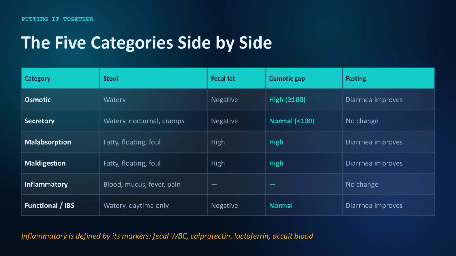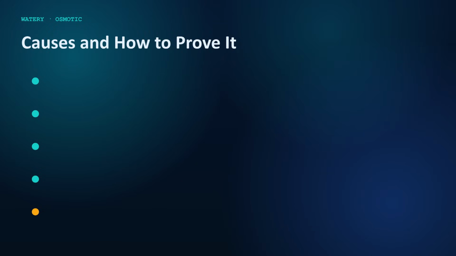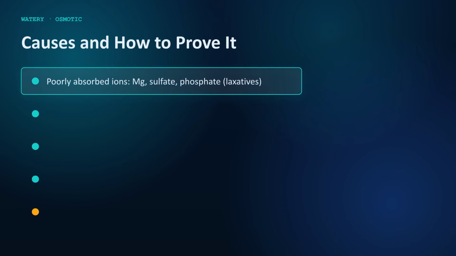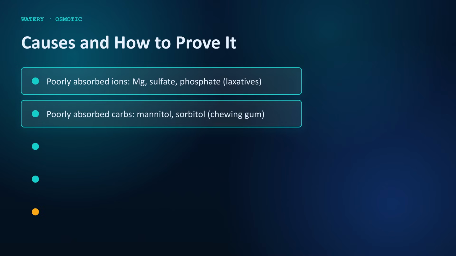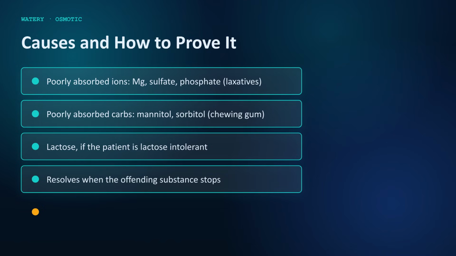Read the table across. Fecal fat separates fatty from watery. The gap separates osmotic from secretory, and fasting confirms which one you have. Osmotic diarrhea starts with something in the lumen the gut cannot absorb. The classic culprits are poorly absorbed cations and anions, magnesium, sulfate, and phosphate, which are found in laxatives. Then poorly absorbed carbohydrates, mannitol and sorbitol, the sugar alcohols in sugar-free gum and candy, and lactose, in a patient who is lactose intolerant. The signature is that the diarrhea resolves when the offending substance is stopped.